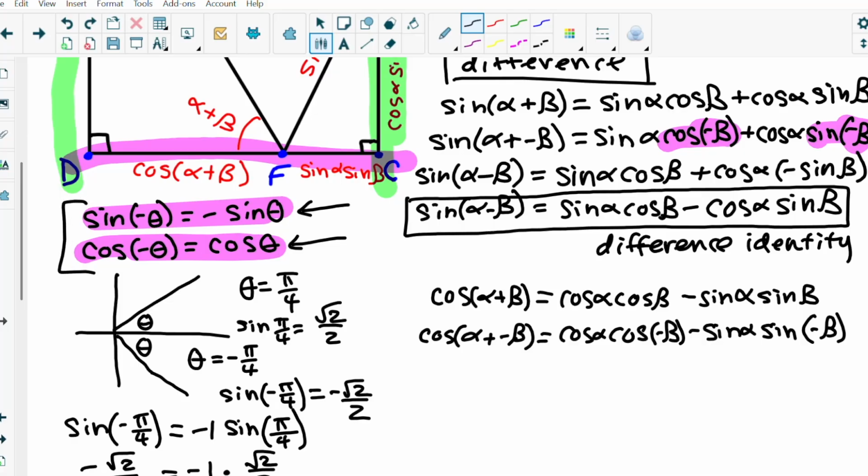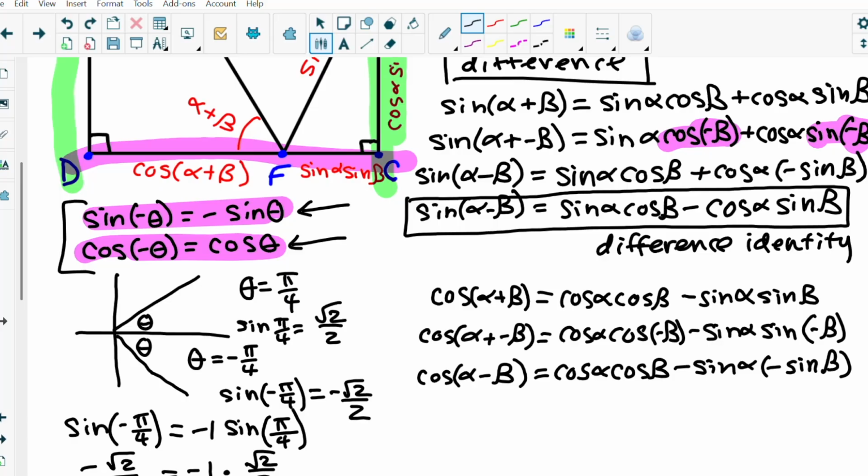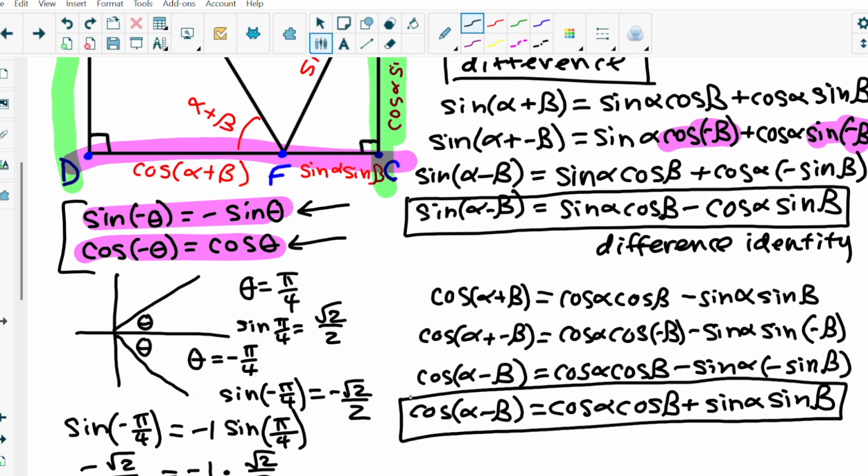So we have these two identities here. I'm going to plug those in. So cosine of alpha minus beta, there's our difference identity. Cosine of alpha, cosine of negative beta is just cosine of beta, minus sine of alpha, and I know sine of negative beta is negative sine of positive beta. Okay, let's clean this up. Negative and negative is positive, and I end with sine of alpha, sine of beta. This is our cosine difference identity.